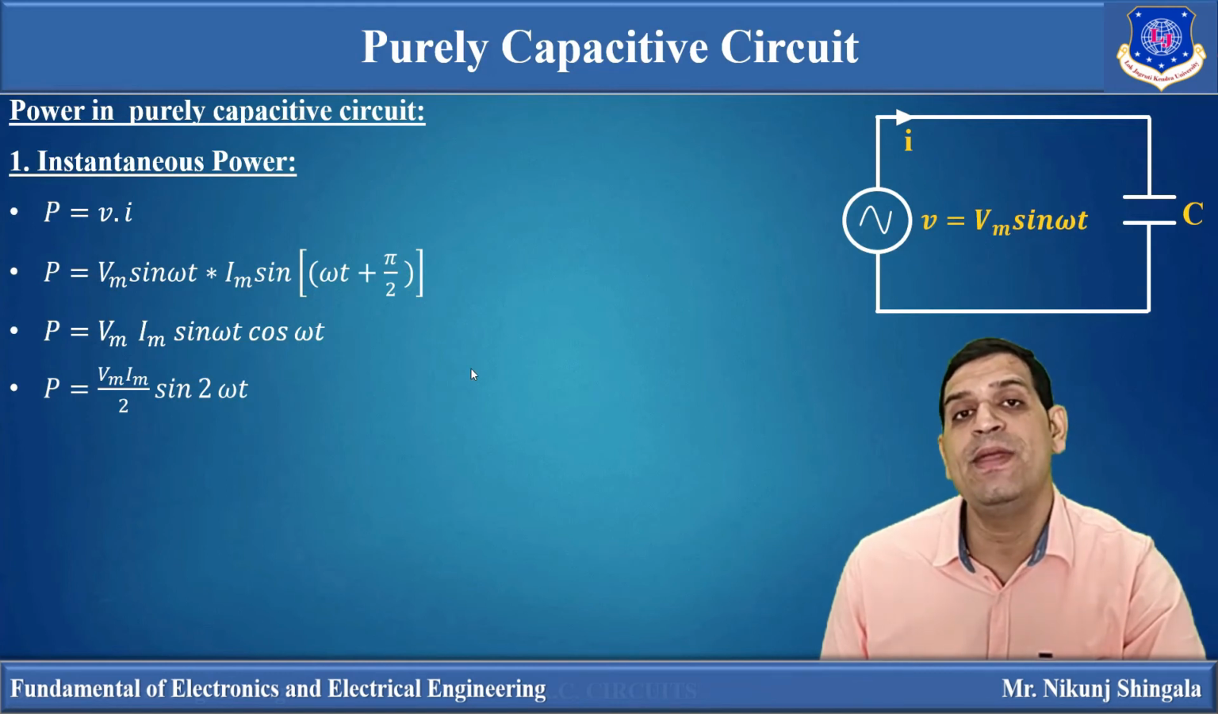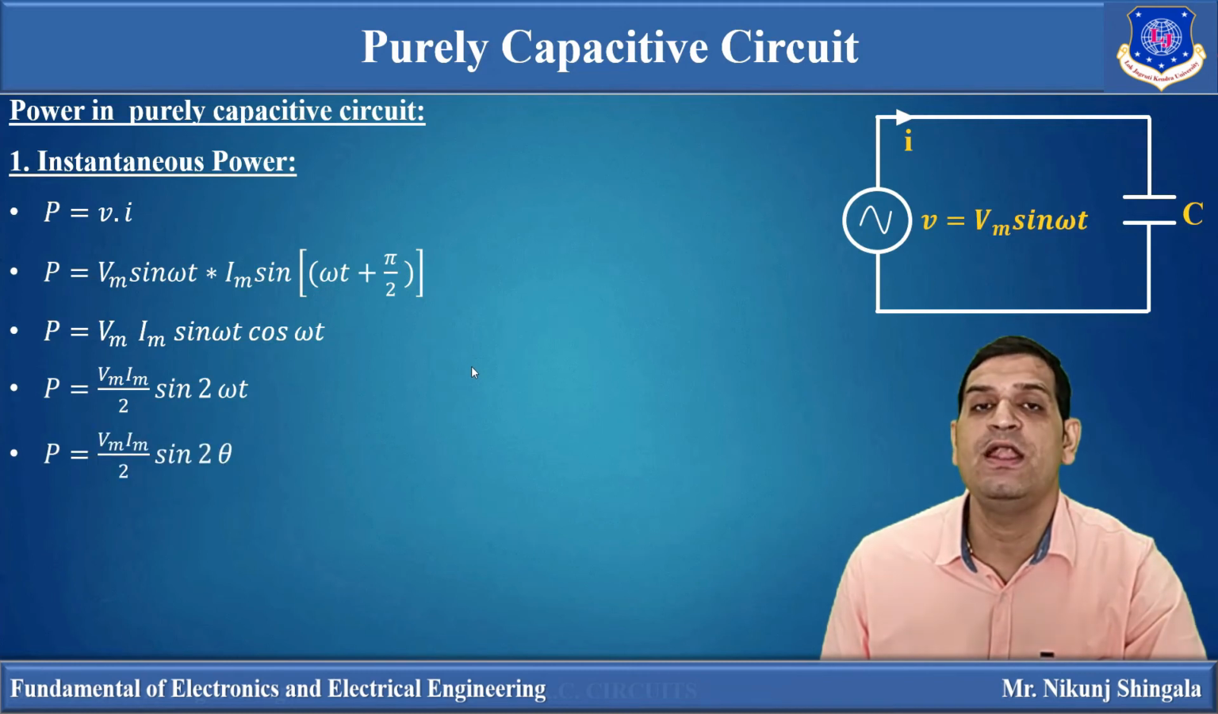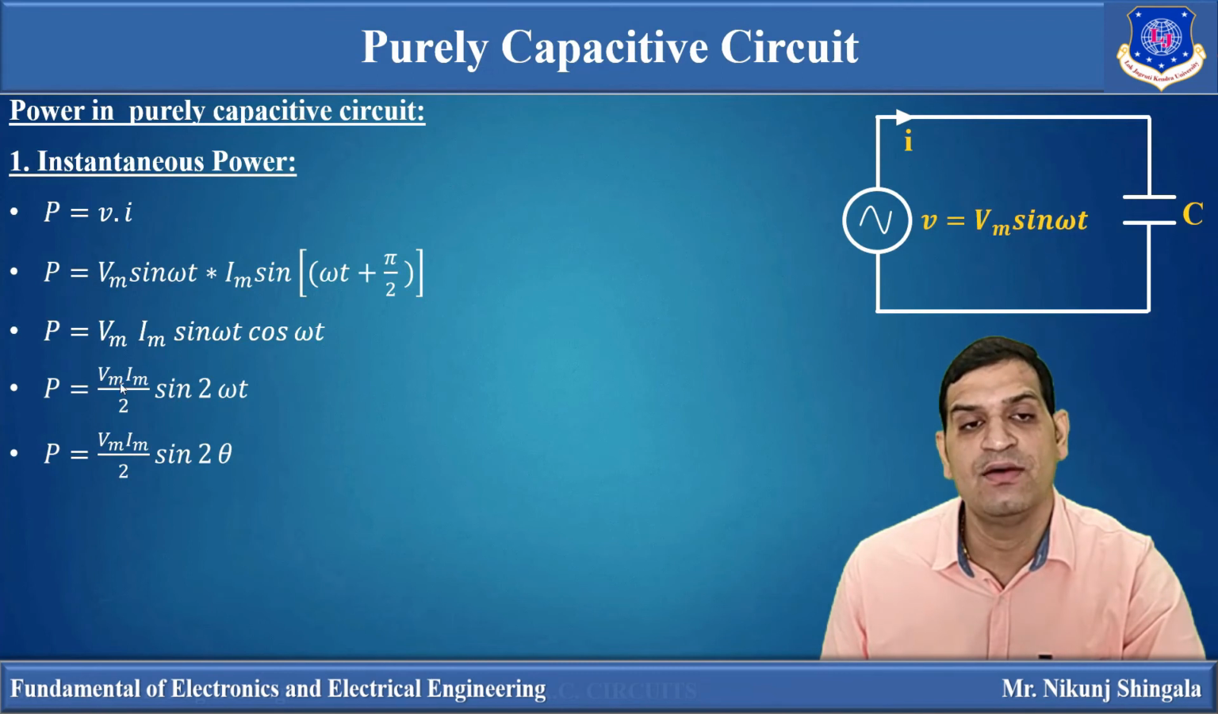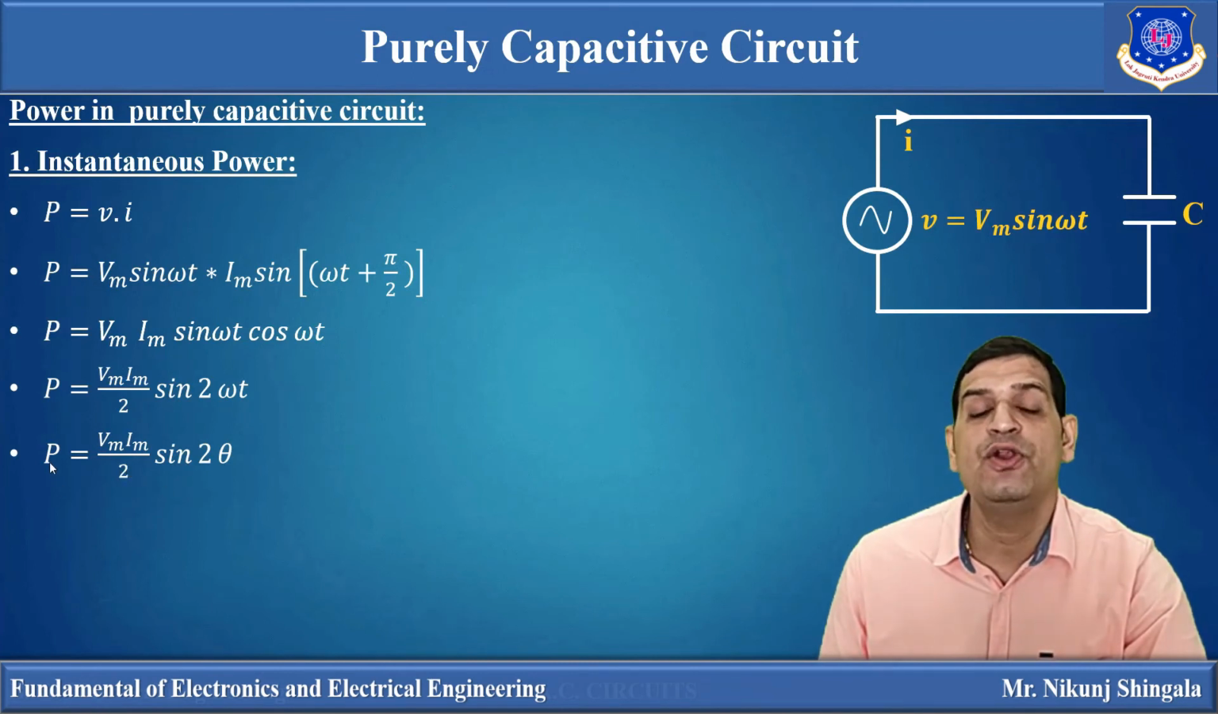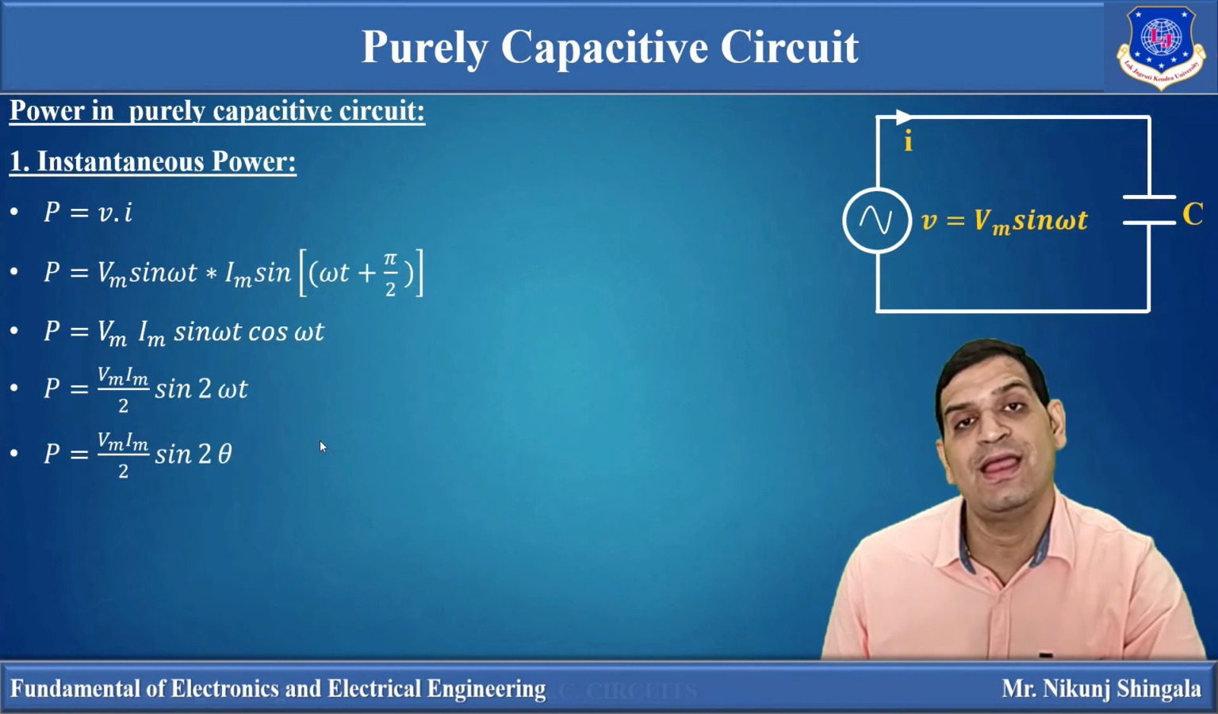Now taking omega t equal to theta, we can write P is equal to Vm Im divided by 2 sin 2 theta, where Vm Im divided by 2 is nothing but the magnitude of the instantaneous power at any instant.